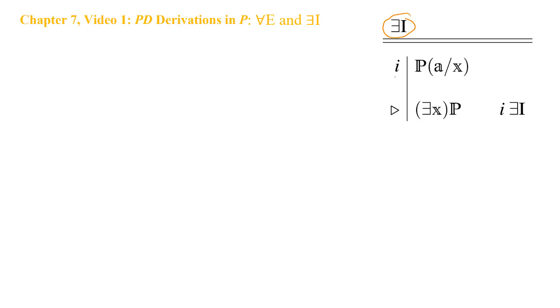So for existential introduction, what we're being told is if at some line of a derivation I, you have some formula that includes a constant, call it A, then you can transition from that formula to an existential claim where we replace one or more of that constant with x and wind up with an existential claim. This is more easily illustrated. So take the following simple argument.